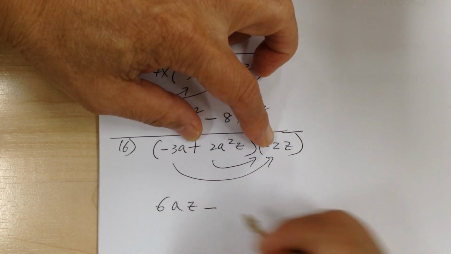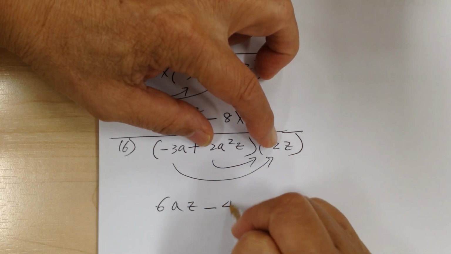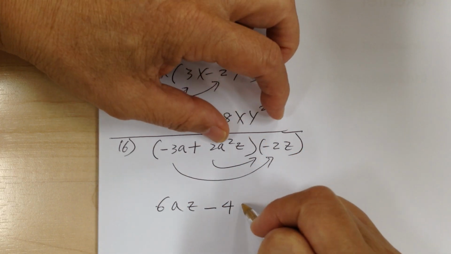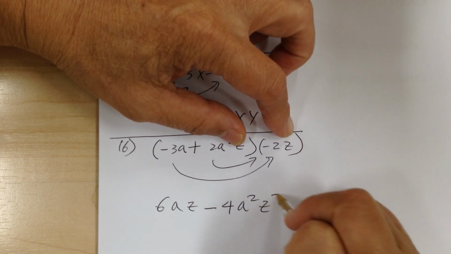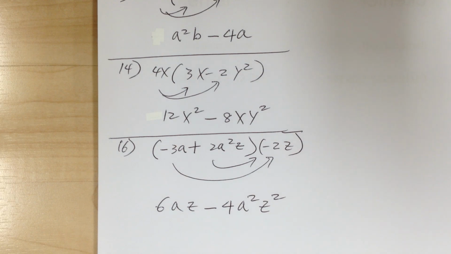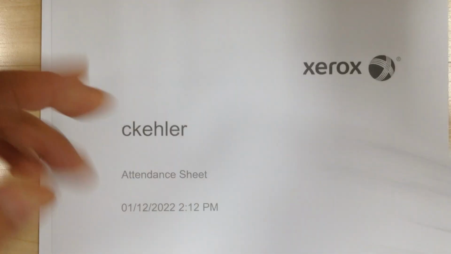Positive times negative is negative. So you can take out the sign. Then number 2 times 2 is 4. Then go down the alphabet. So you got a squared. And then for the z, you got z and the z. z times z gives you z squared. Okay, and that's it. Okay, let's go to the next one.